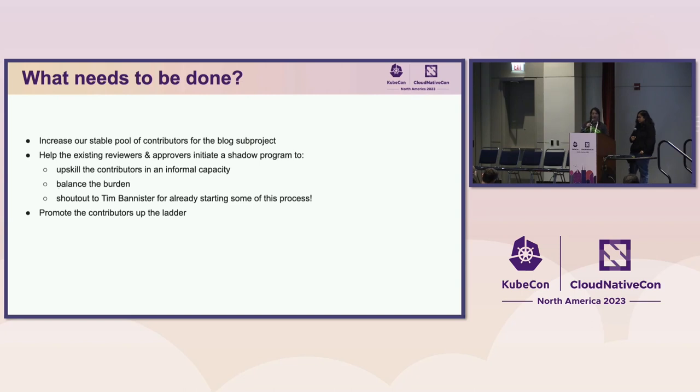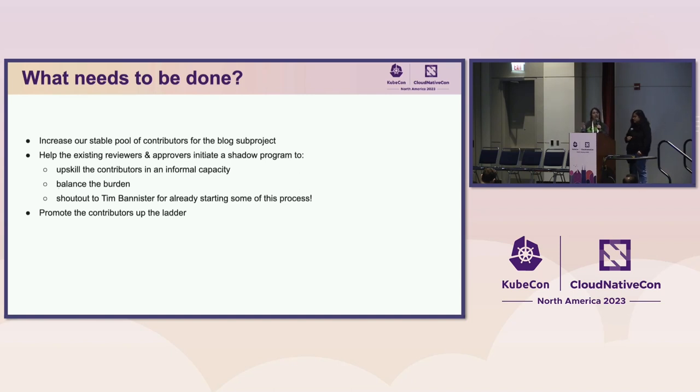What needs to be done? We need an increase in the stable pool of contributors for the blog sub-project, and what that means is more reviewers and approvers. So more people who are willing to read and go through the blogs, follow our style guide in order to give those kinds of reviews to blog writers, and blog writers come from all over the project and beyond.